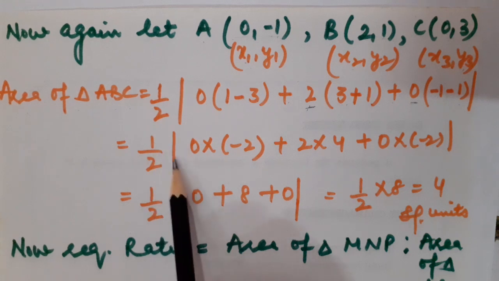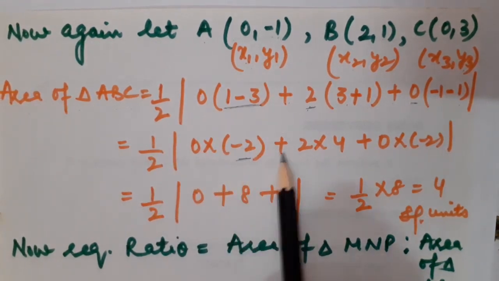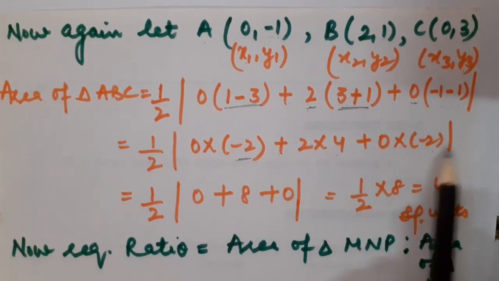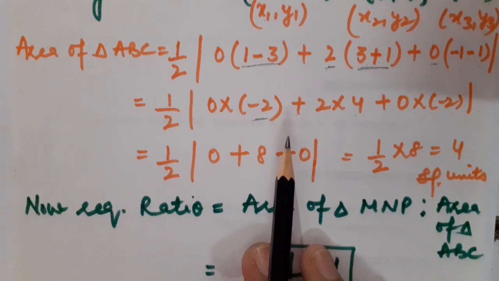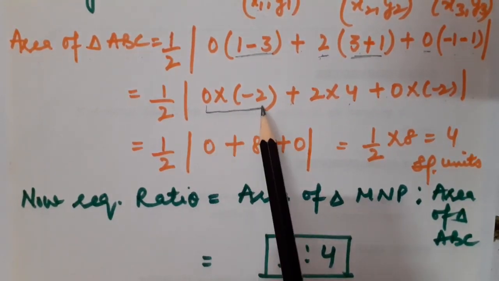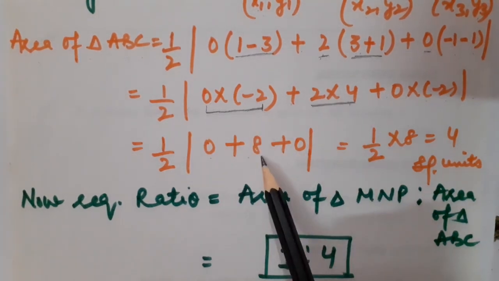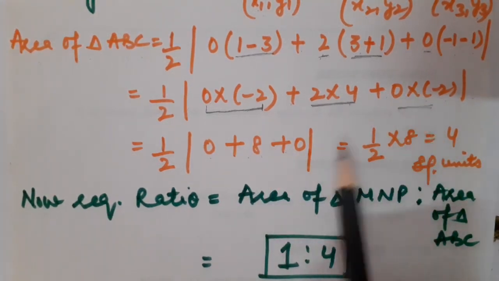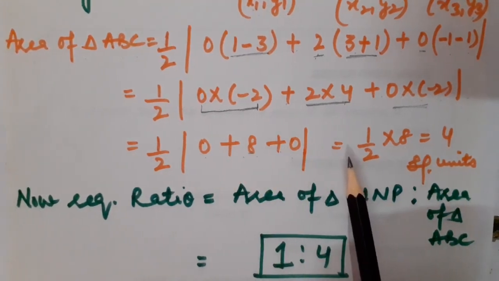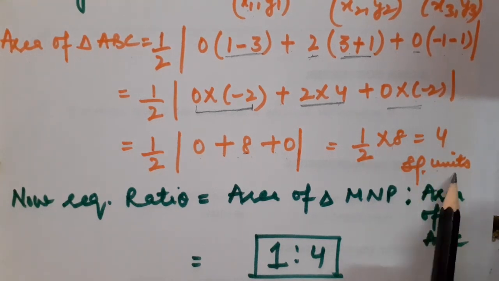So this is half modulus 0 into minus 2, plus 2 into 4, plus 0 into minus 2. Modulus closed. Let us further simplify. This is half modulus 0 multiplied by something will give you 0, plus 2 4s are 8, plus 0 into minus 2 will give you 0. So now 8 will come out of the modulus sign. It would give you half into 8. That is 4 square units.